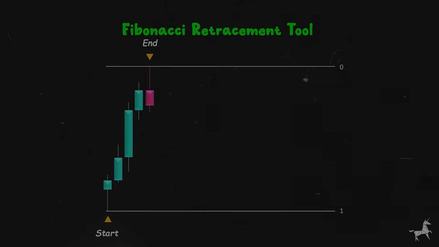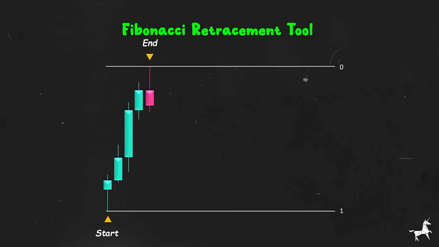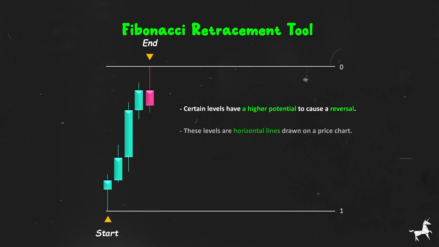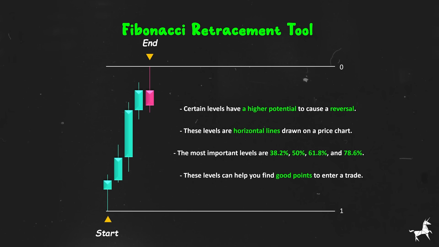The Fibonacci concept suggests that if we break down the start and end of a price wave, certain levels have a higher potential to cause a reversal. These levels are horizontal lines drawn on a price chart to show possible areas of rejection. The most important levels to watch are 38.2%, 50%, 61.8%, and 78.6%. These levels can help you find good points to enter a trade.